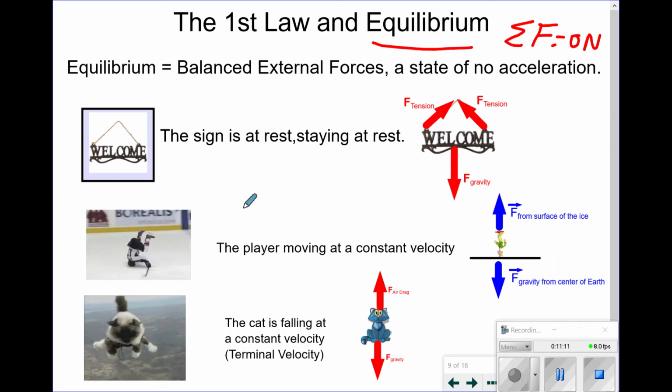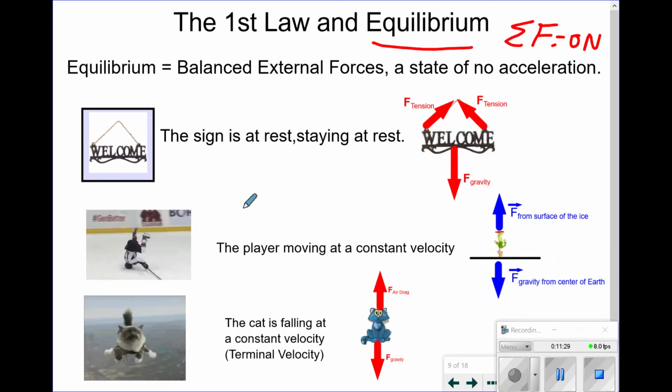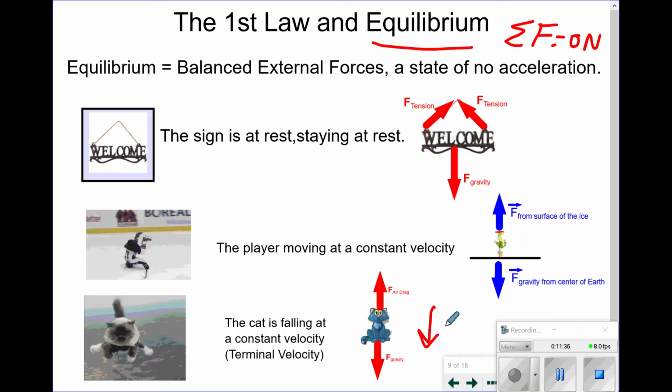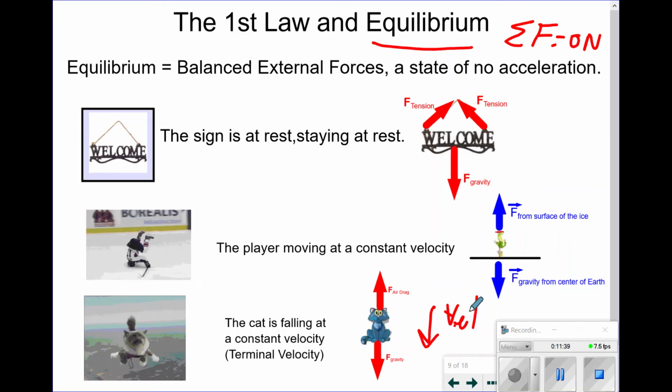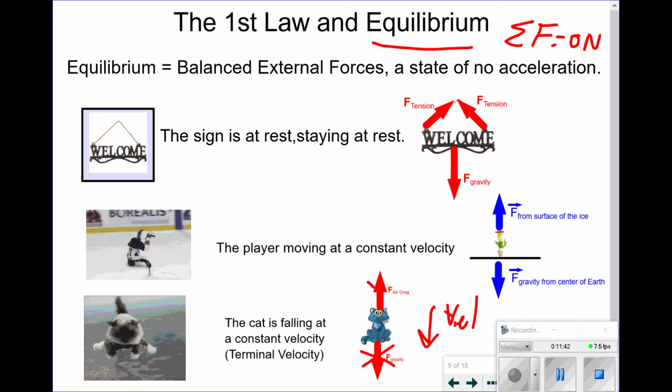As the cat falls through the air, drag builds up. Initially, it's next to zero, and it slowly builds up, becoming stronger and stronger. As long as the air drag force is less than gravity, the cat accelerates downward. But the moment the air drag force equals the force of gravity, the cat stops accelerating. The cat's velocity is downward. But if these two forces are equal, then there is no reason for this velocity to change.